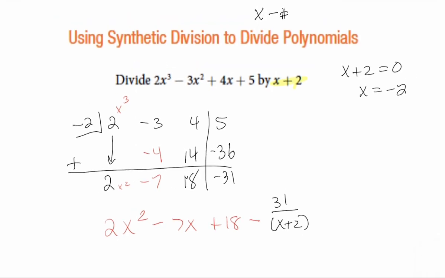So you'll notice our remainder is over top of our divisor. So that's just our quotient, 2x squared minus 7x plus 18, minus the 31 over our original divisor. Okay, so that's the technical way you should be writing it.